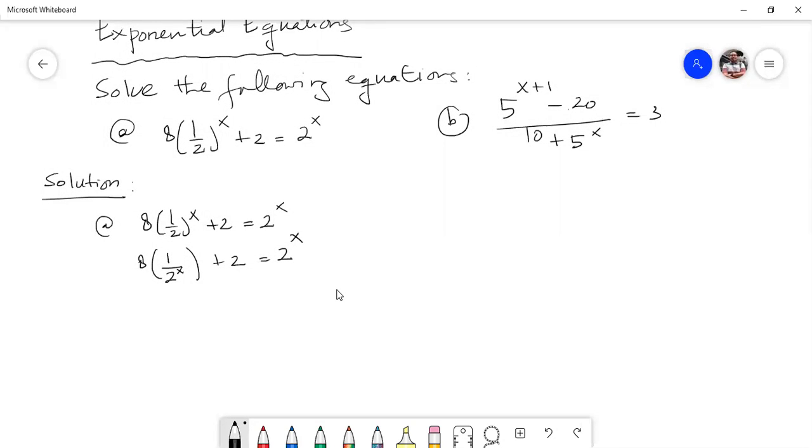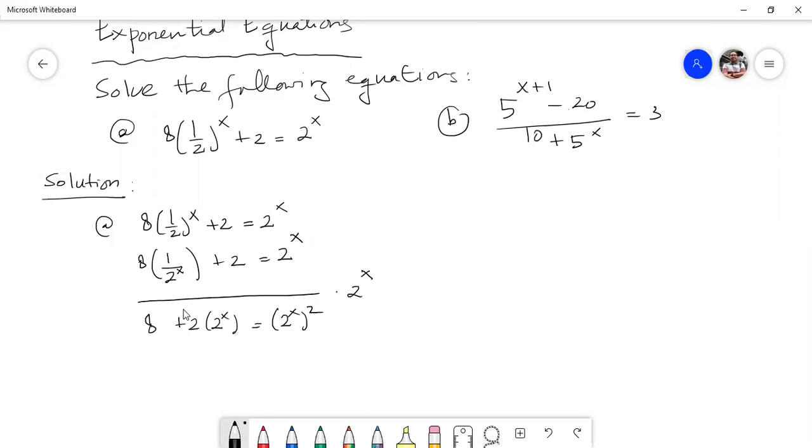Then I prefer to avoid fraction. So I need to multiply everything with 2 to the power of x. Then what we have is 8, plus 2 times 2 to the power of x, equals 2 to the power of x squared.